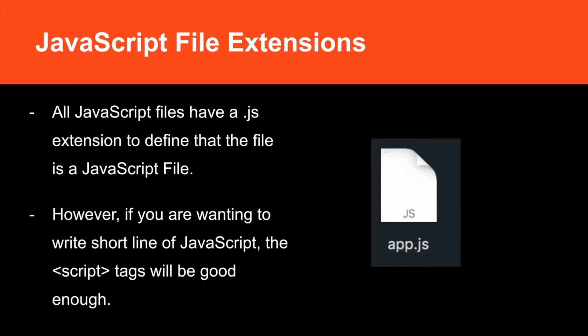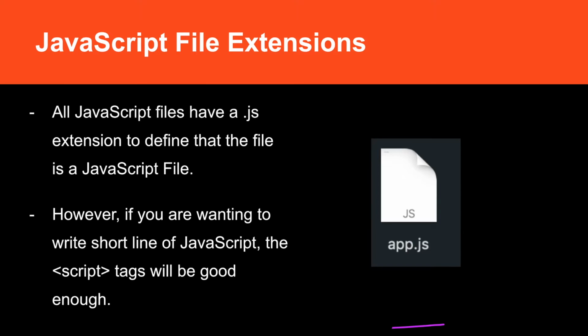So let's talk about the JavaScript file extensions. In CSS, you can have an app.css, or you can have a style.css. Everything in CSS has a .css. In JavaScript, it's very similar. You have a .js extension. All JavaScript files have a .js extension to define that the file is a JavaScript file. So if I were to put app.css as an extension, it would be read as a CSS file.